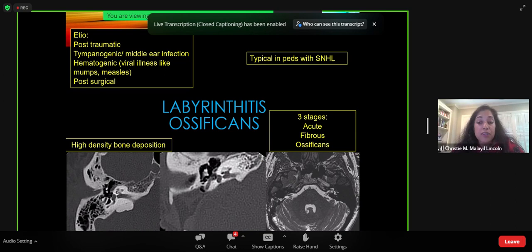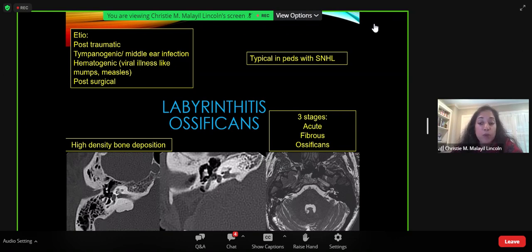It's typically seen in pediatric patients with sensorineural hearing loss. They have high density bone deposition, as I said, in the membranous labyrinth. This is a very easy case to diagnose because when you look on MRI, you need to look for the fluid signal. And so there are 3 stages. You have the acute, fibrous, and ossificans phases.